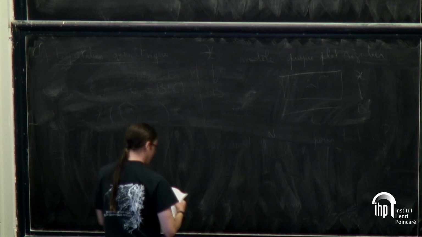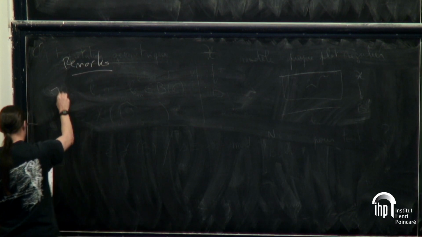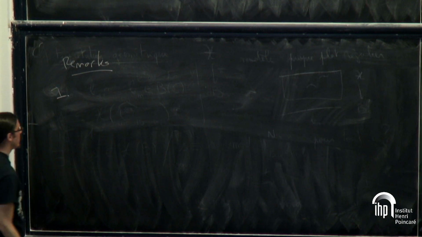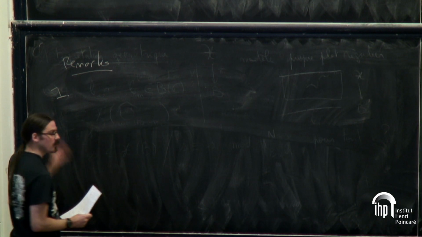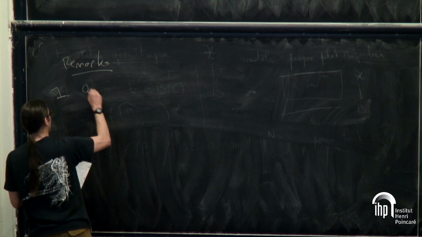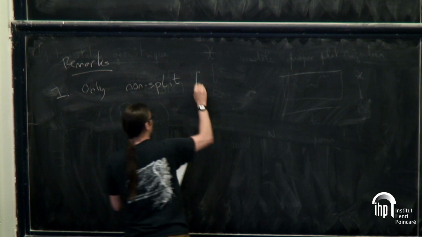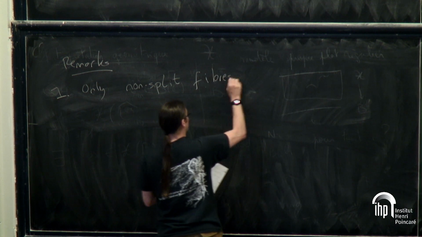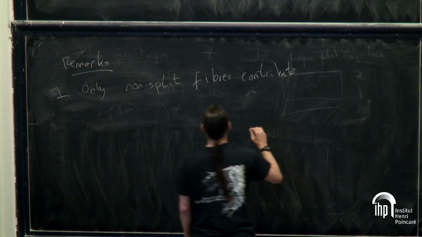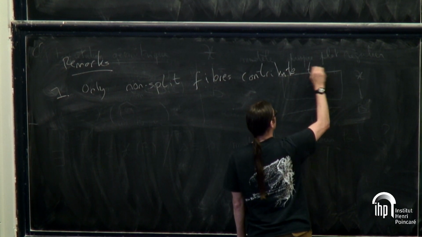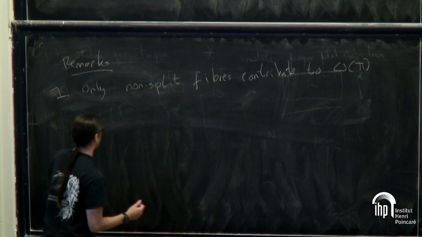Cool. Now some remarks. First one is, yeah, this sum is really finite. Only finitely many codimension 1 points matter. And in fact, the ones you only care about are where there are non-split fibers. So I'll say only non-split fibers can contribute non-trivially to this sum. Everything else is just going to give you a 0 if you're split.